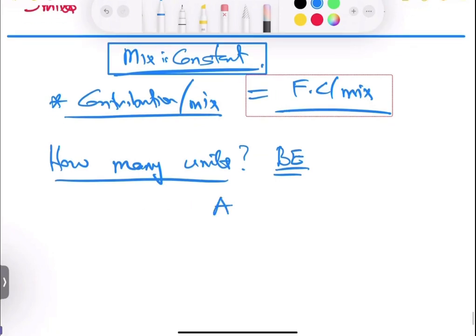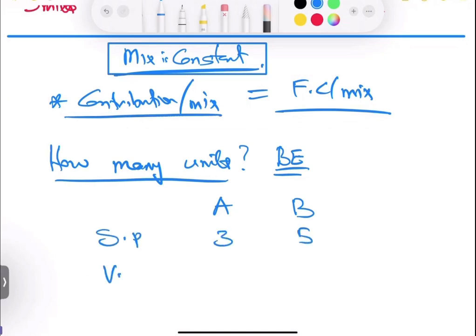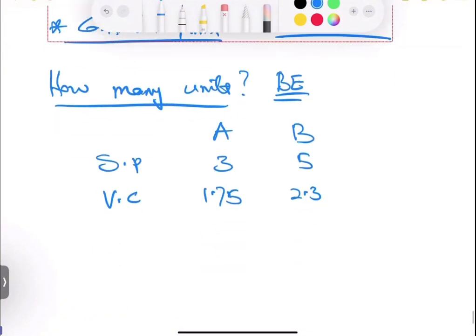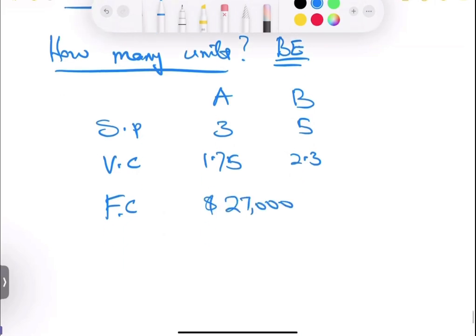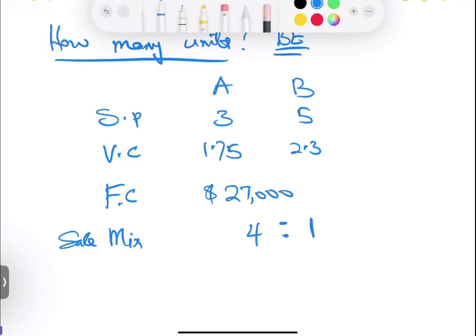Let's play with this question, A and B. With selling price of 3 and 5, let's say variable cost is 1.75 and 2.3. Fixed cost is 27,000. And you have the sales mix. They are always sold in ratio 4:1. The question is, how many units do we need to sell to break even?